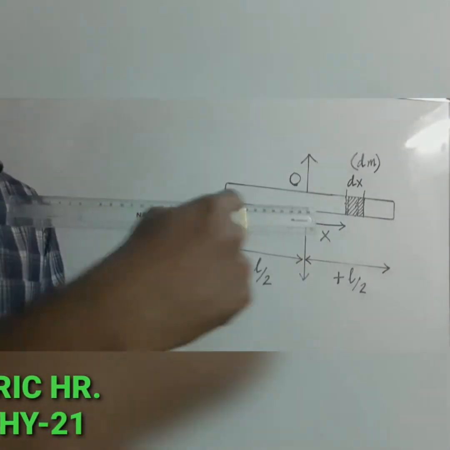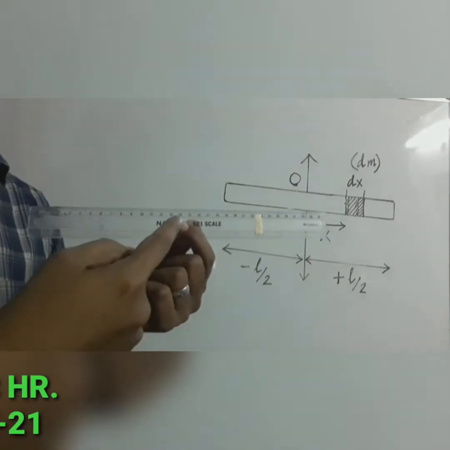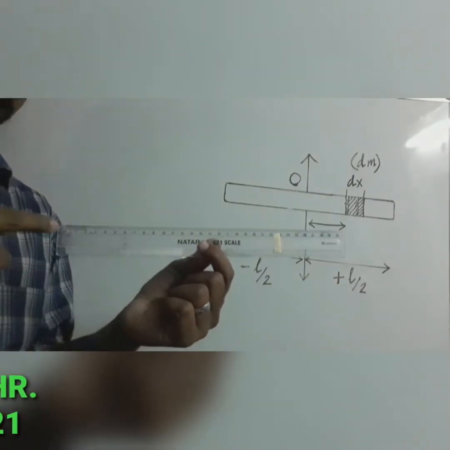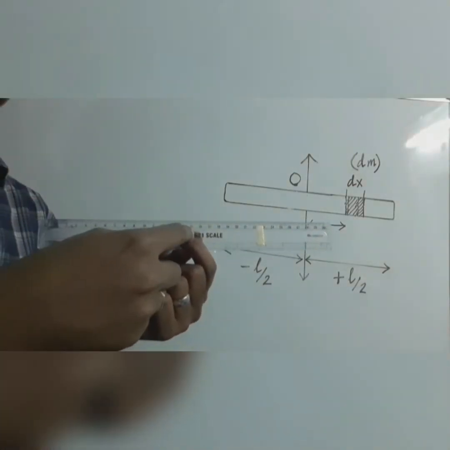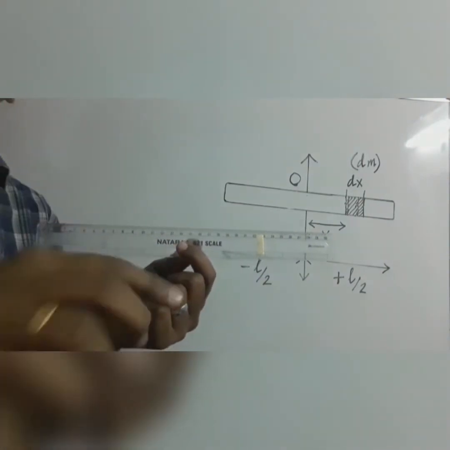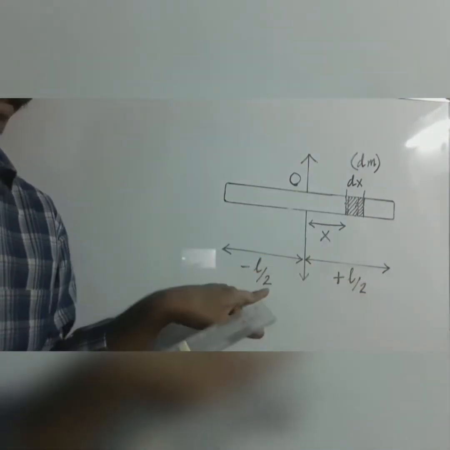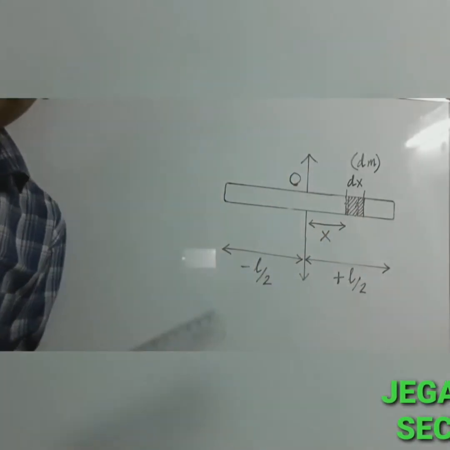What is the total length? Let us take the total length as L. Then what about the length between the origin and this edge? L by 2. Likewise, from the origin, the other edge is located at the distance L by 2. So the two can be added, and you get the total length L of the rod.